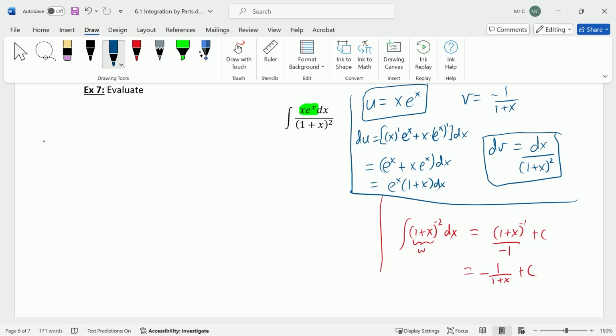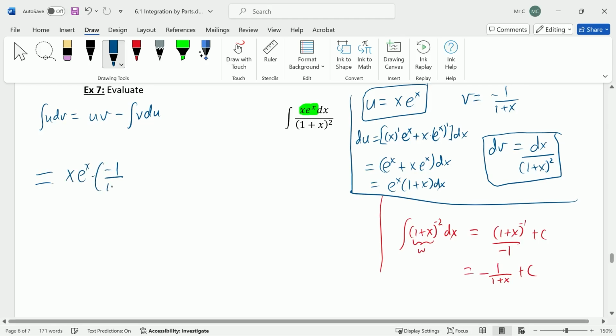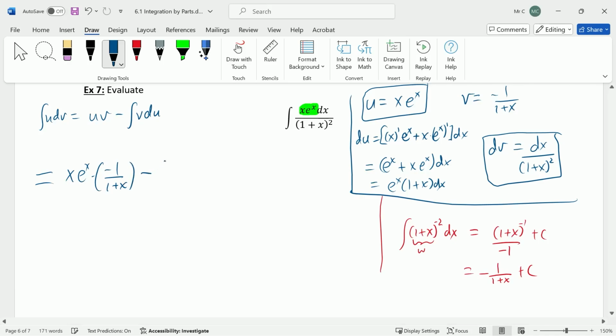Okay, so now we'll take our integral and we'll write it out. So we've got the integral of u dv is uv minus the integral of v du. So uv, that's x e to the x times negative 1 over 1 plus x minus the integral of v du. It's negative 1 over 1 plus x times du, which is e to the x times 1 plus x dx.